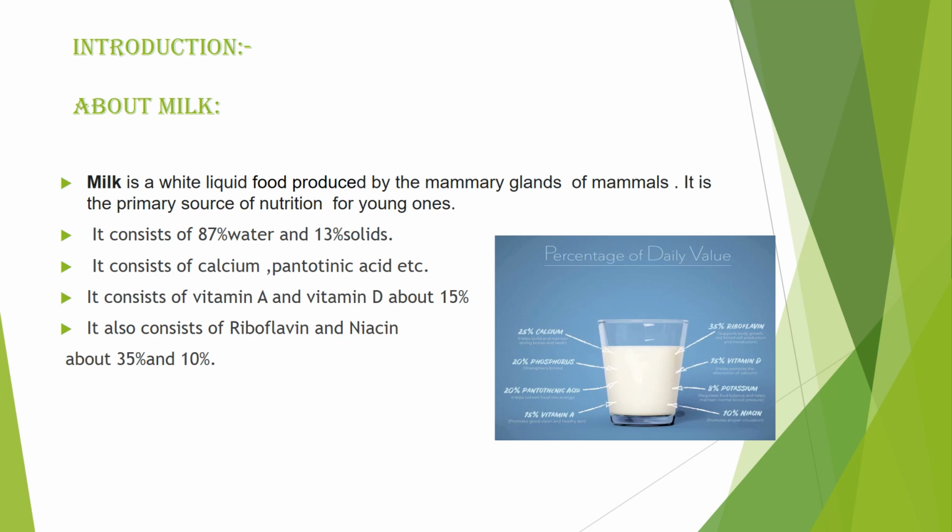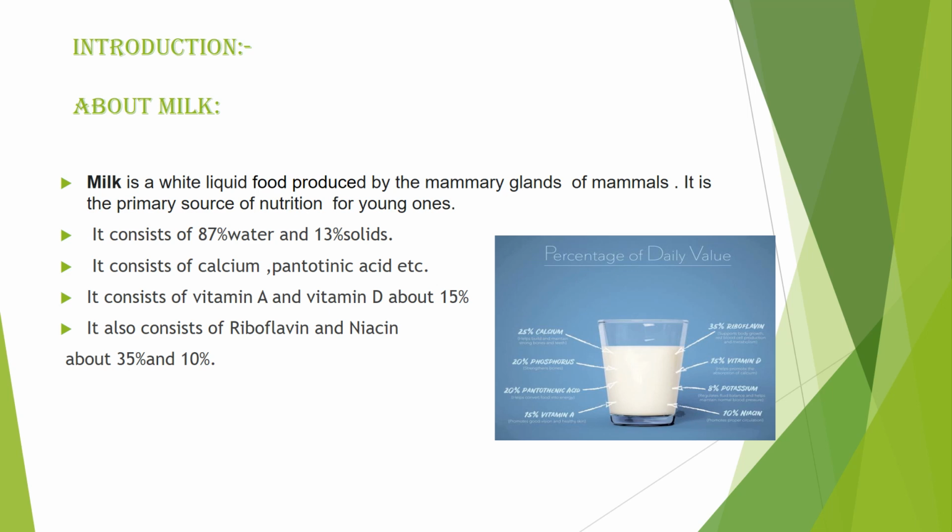Mammals include bats, domestic animals like cow and buffalo, and humans also. We women are also mammals. Milk is the primary source of nutrition for young ones. It consists of 87% water and 13% solids. Most of the milk is water.